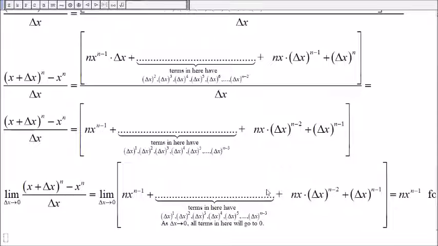And so, in fact, all of the terms in here will go to 0, because each one has a delta x in there. This term has the delta x, so it goes to 0. And then this term has the delta x, so it goes to 0. And so the answer is going to be n times x to the n minus 1.